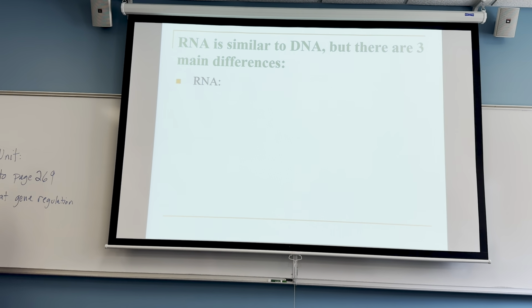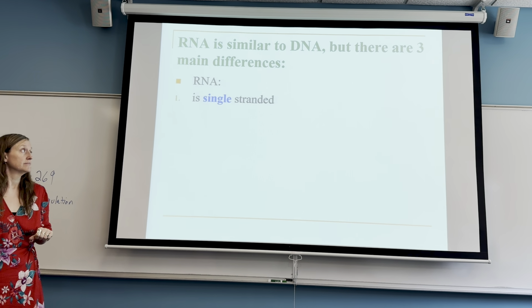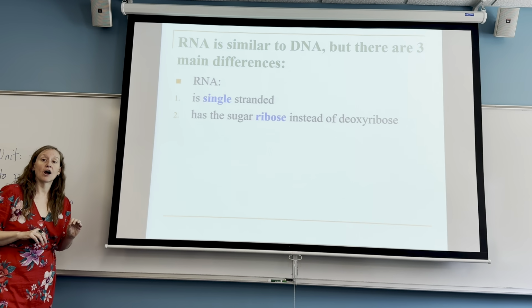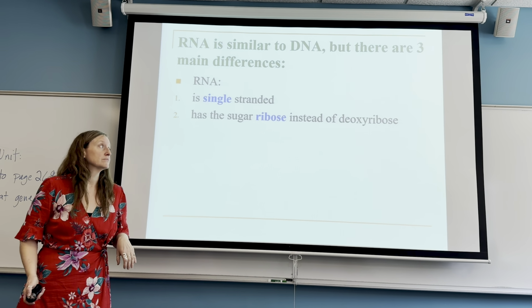So RNA is similar to DNA, but it has a few differences. One is RNA is single-stranded. Remember, DNA was double-stranded. RNA has the sugar ribose instead of deoxyribose. That's nice, it's right there in the name, right? The sugar for DNA is deoxyribose, the sugar for RNA is ribose.